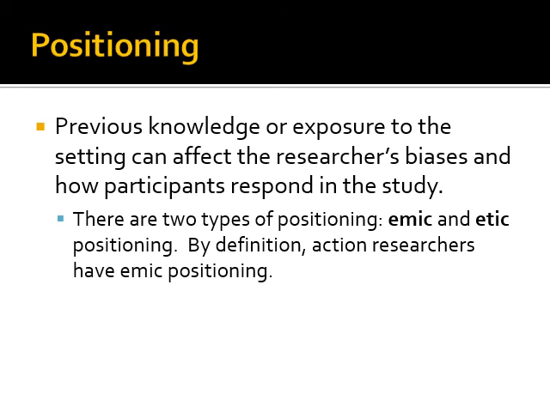To understand action research, we have to first understand positioning. Positioning is about how previous knowledge or exposure to the setting of the study can affect the researcher's biases and how participants respond in the study. There are two types of positioning, emic and etic positioning. By definition, action researchers have emic positioning, as we will find out. And you'll see why participants may respond differently in the study based on emic or etic positioning.